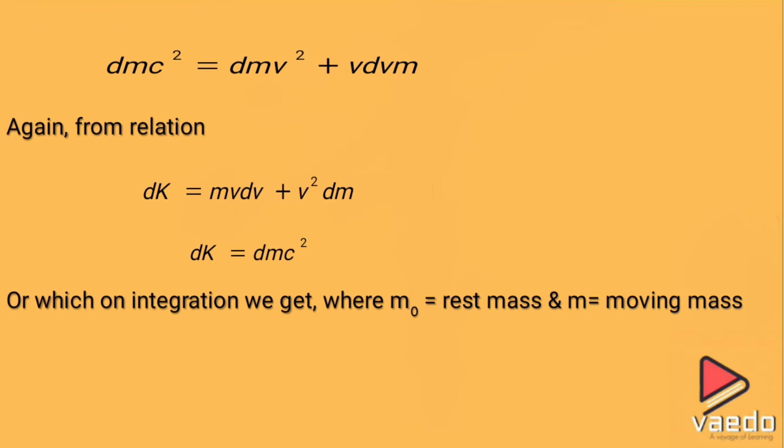So if we integrate this expression with the limits of rest mass and the moving mass, then we'll get this result: dK with the integration limit of 0 and K, where 0 because initially the object was at rest, so kinetic energy will also be 0, and after that the kinetic energy is K. And the limit of mass is actually m naught, which is the rest mass because the body is initially at rest, then after that it is moving. So we have dm c square.